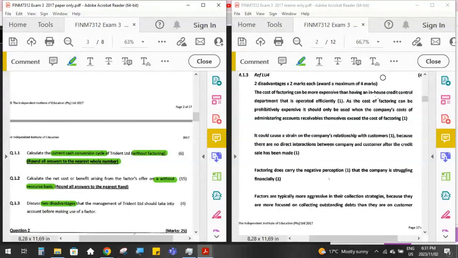Remember, you know what theory to study for theory questions because they tell you that in your learning objectives. So this is straight out of the textbook. 2 disadvantages, 4 marks, so 2 marks per disadvantage described.